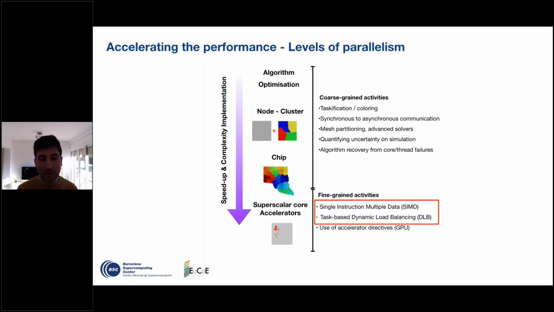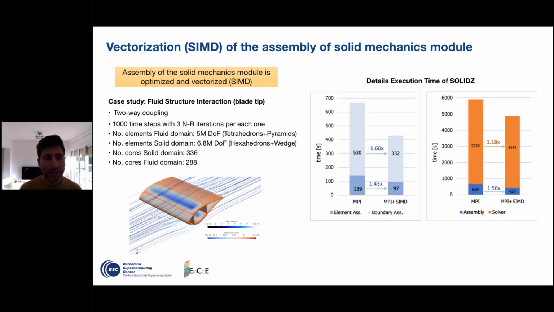The first one is the vectorization, also called single instruction multiple data. And also we evaluated the dynamic load balancing, which is really important for multi-physics simulations. Let's first start with the vectorization.